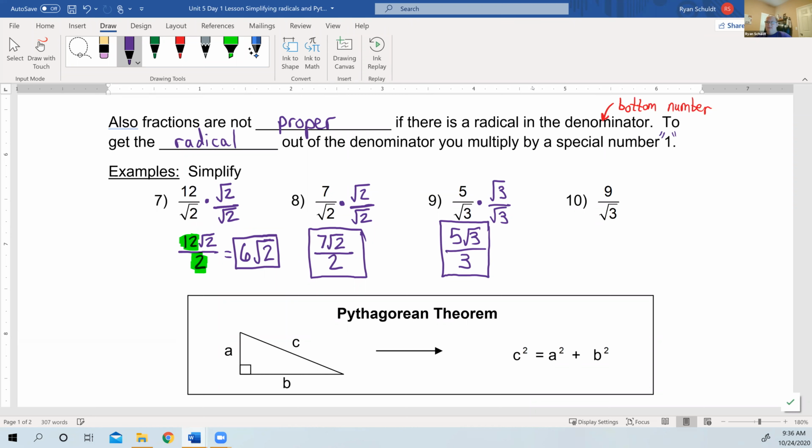Now for number 10, square root of 3 is on the bottom. So I'm going to do the square root of 3 over the square root of 3, which will give me 9 square roots of 3 over 3. Now, if I look at this, though, can I do 9 divided by 3? Yes. 9 divided by 3 is 3 square roots of 3. I'm done there.